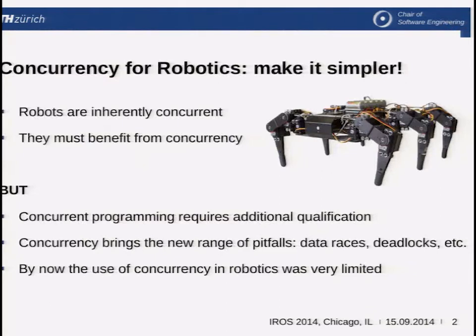So their work is on concurrency in robotics. Concurrency is something that you have very quickly as soon as you have more than one sensor or actuator in a robot. And ideally, a robot would benefit from the concurrency. However, it hasn't really been used extensively in robotics so far due to additional qualifications which are not that easy, and also additional pitfalls like data races or deadlocks.